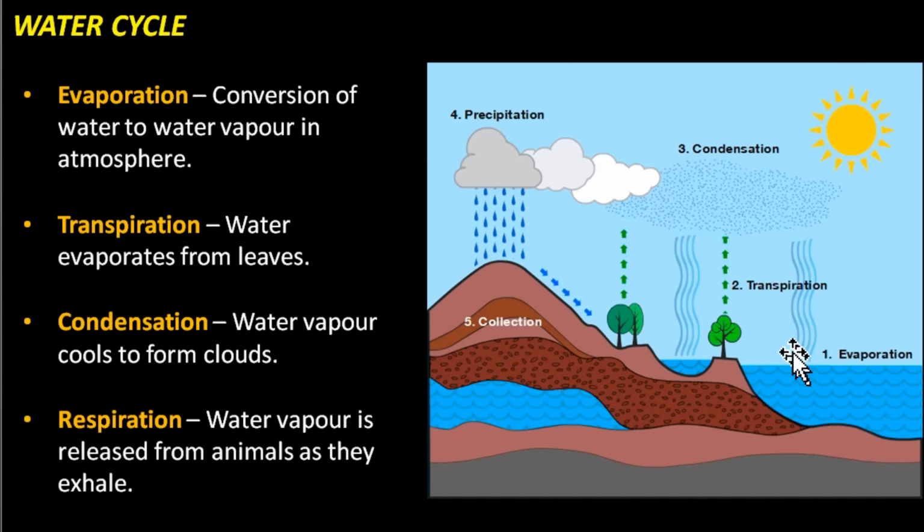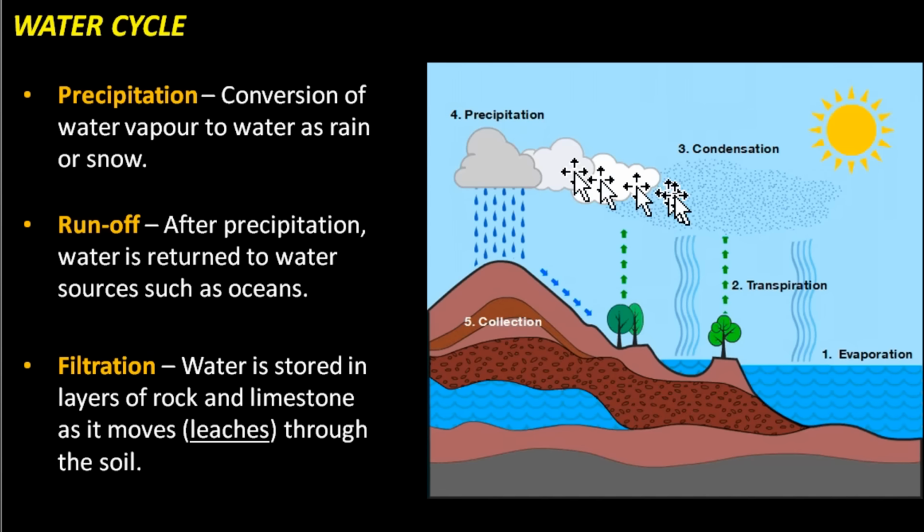This water vapor now is going to undergo condensation, where that water vapor is going to cool to form clouds. Now remember, respiration also occurs, and water vapor is released when we breathe out. So when we exhale, we also release water vapor into the atmosphere. After this water vapor condenses and forms clouds, we're going to have precipitation, and this is the conversion of the water vapor to water as rain or snow.